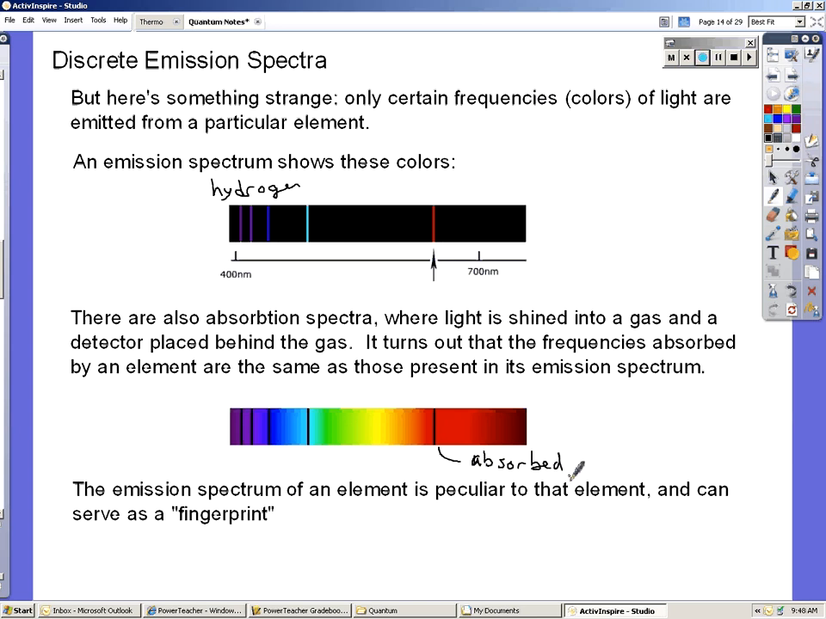And it turns out that the frequencies that are absorbed in the absorption spectrum are exactly the same frequencies that are created in the emission spectrum. But the thing is, Rutherford's model of the atom cannot explain why only certain colors are produced. It would predict that all colors are produced by all atoms.